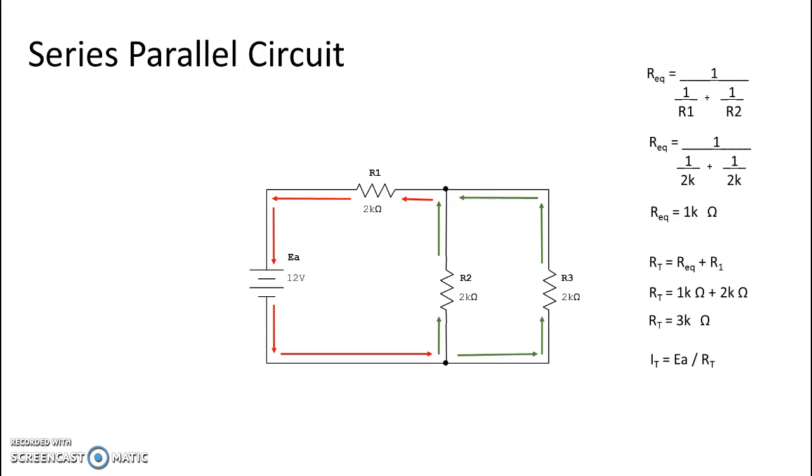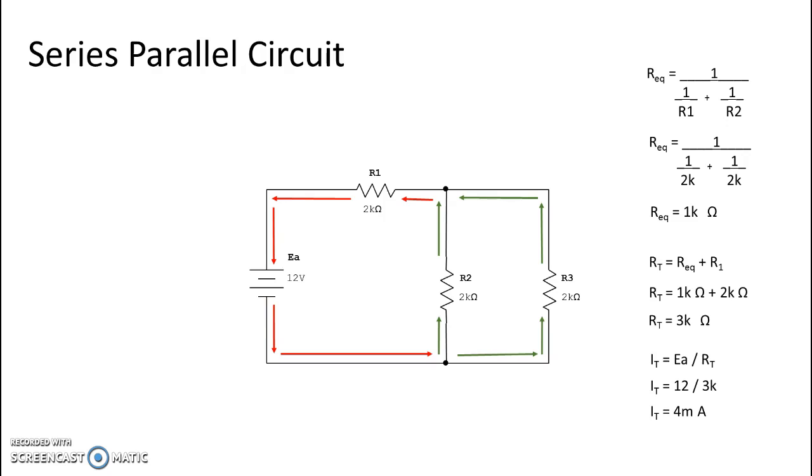We're going to take voltage divided by total resistance. So in this case, that would be 12 divided by 3,000 ohms, and we get a total current of 4 milliamps. So now that we have the resistive equivalent of our parallel, we have our total resistance, and we have our total current, we can start looking at voltage drops.